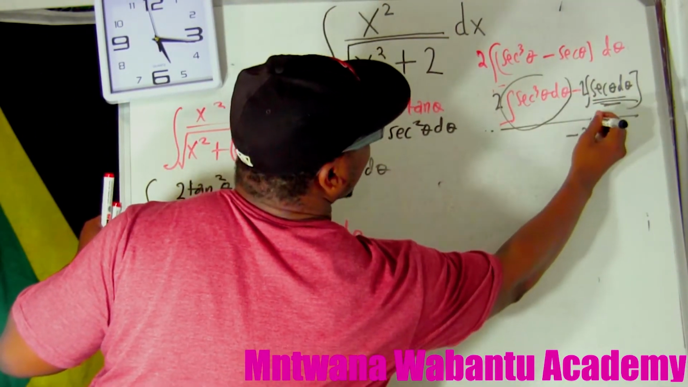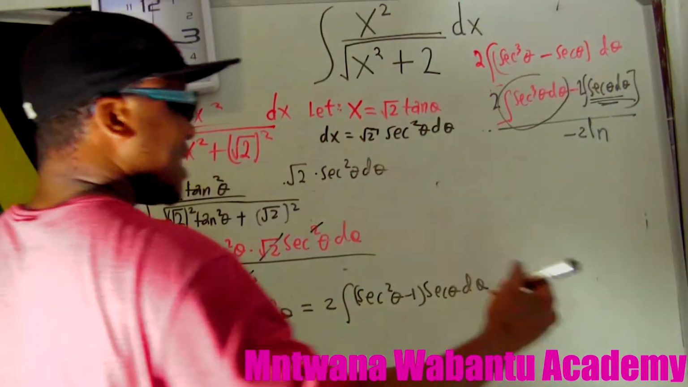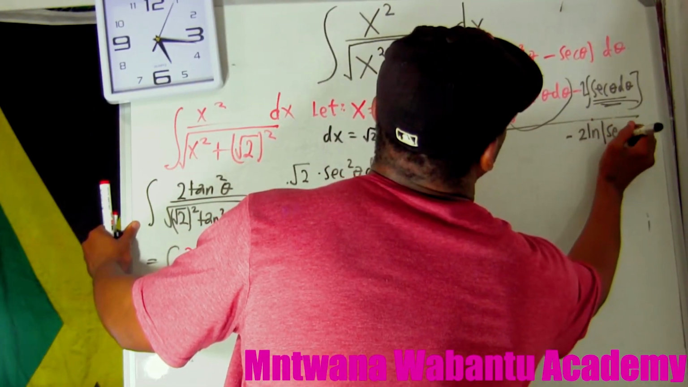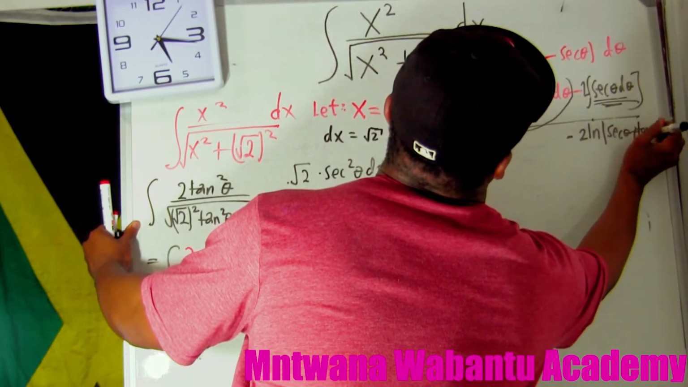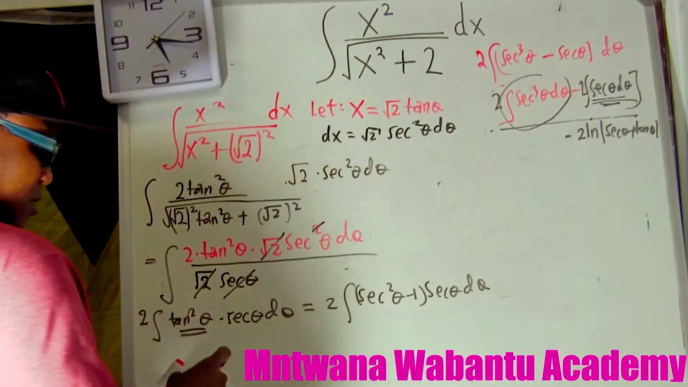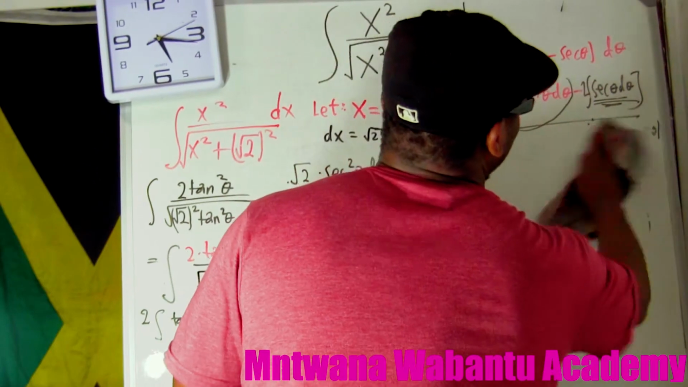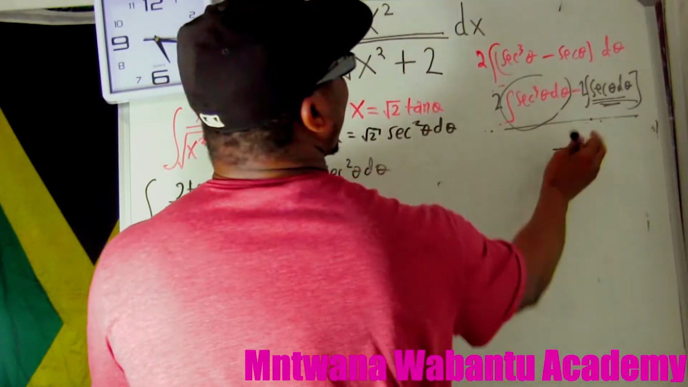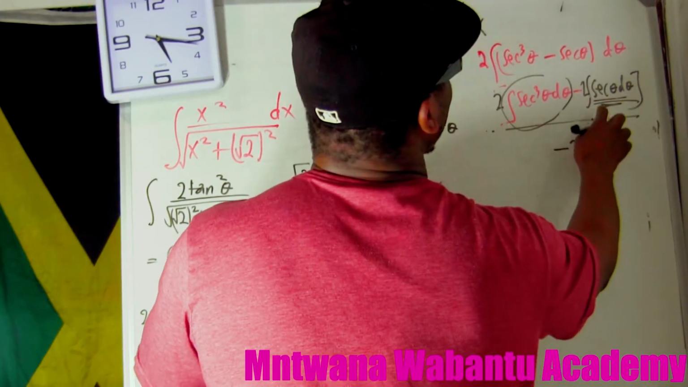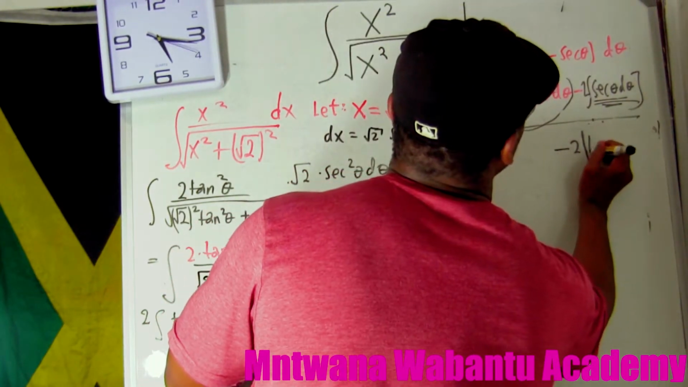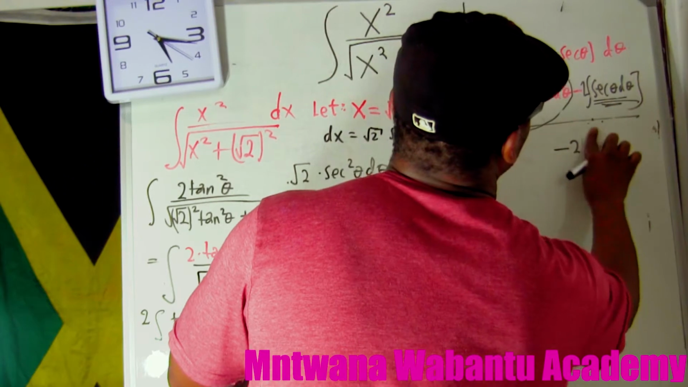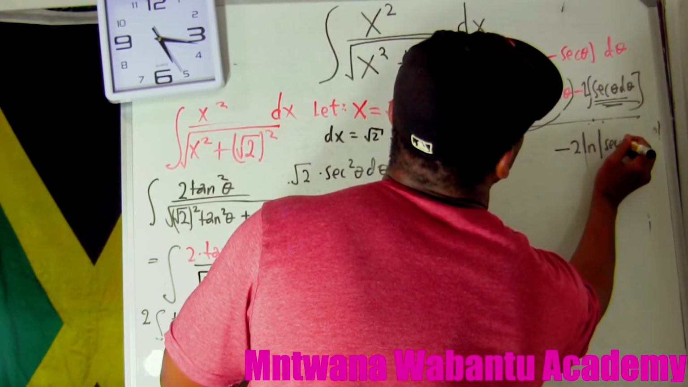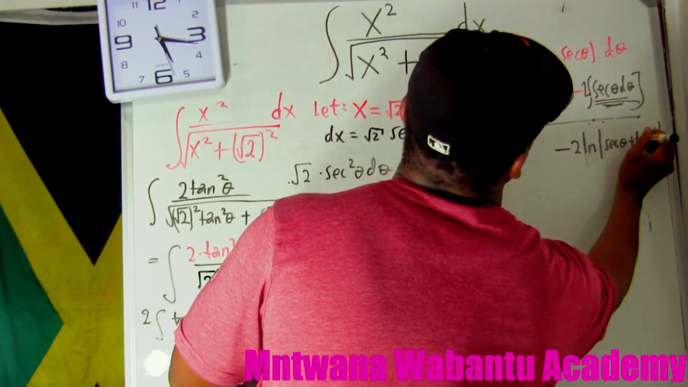Integral of sec equals ln of sec and tan. Let's just do minus 2 ln absolute of sec theta plus tan theta. Oh, that's very small. Let me write a little bit bigger. This one I will show you how to get, but the other part I know. When you integrate sec theta, you get ln absolute sec theta plus tan theta.